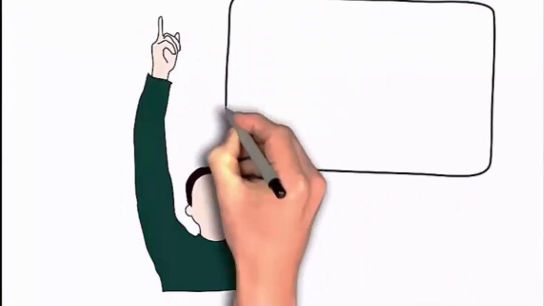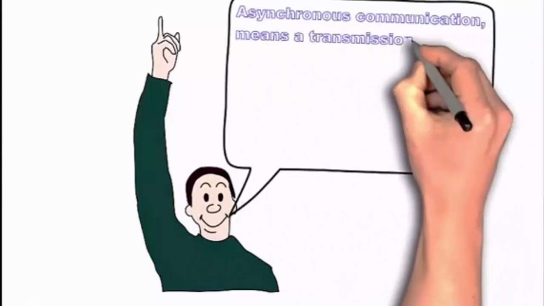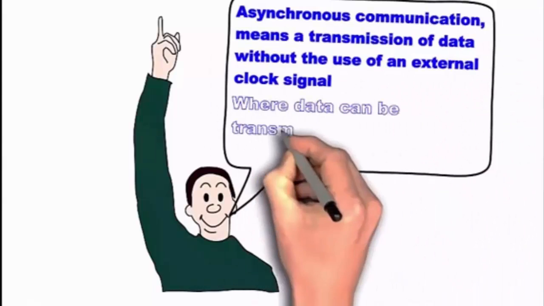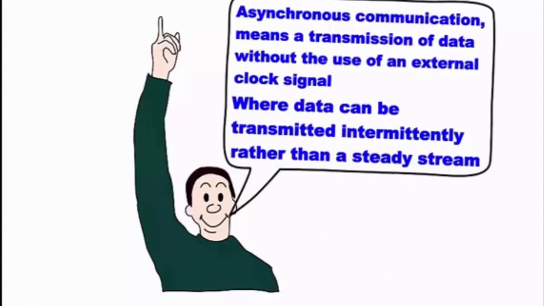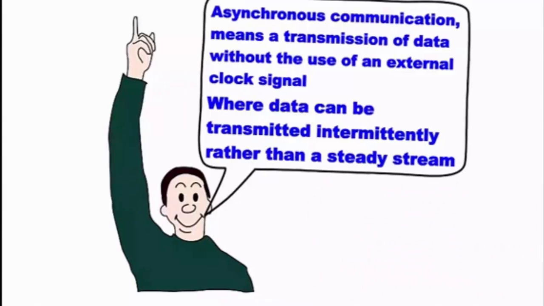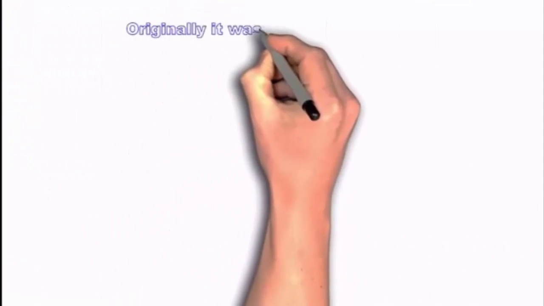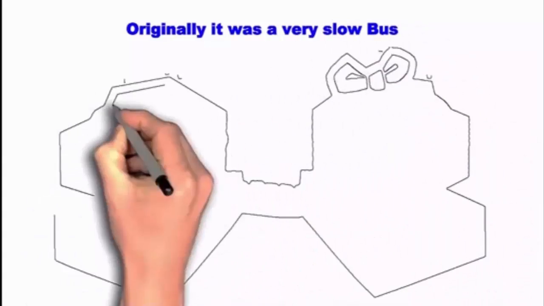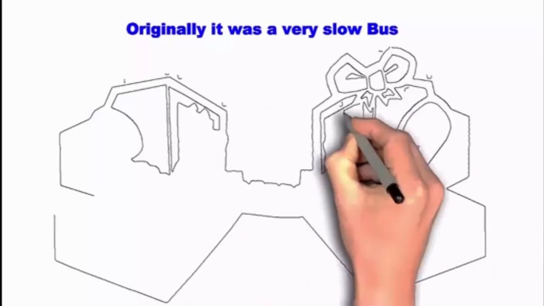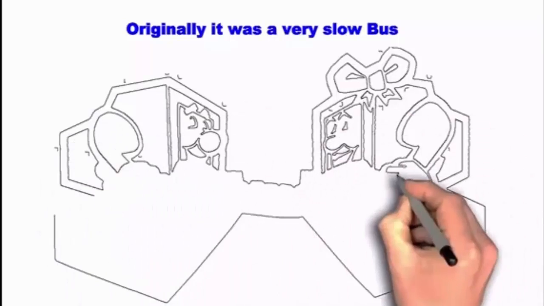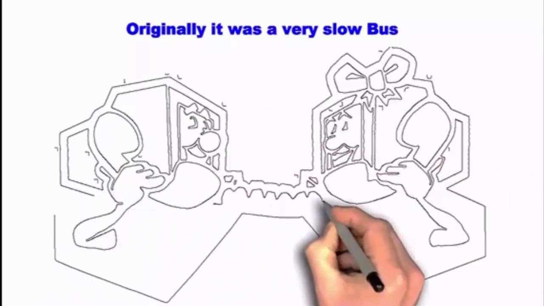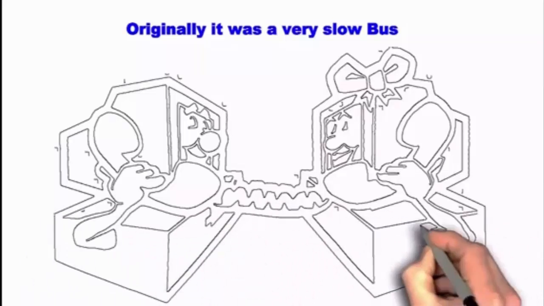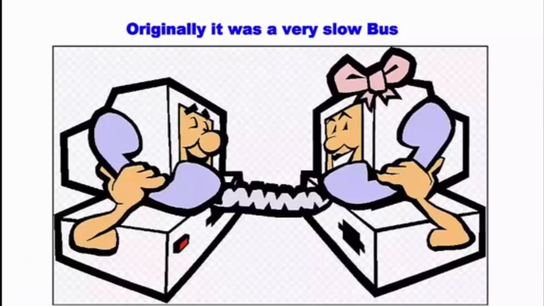Asynchronous communication means a transmission of data without the use of an external clock signal, where data can be transmitted intermittently rather than in a steady stream. Originally, it was a very slow bus, 160 bits per second. Considering our early internet dial-up system was typically 7,168 bits per second, and our first CAN protocol had a speed of 125,000 bits per second, it really demonstrates just how slow this network was.